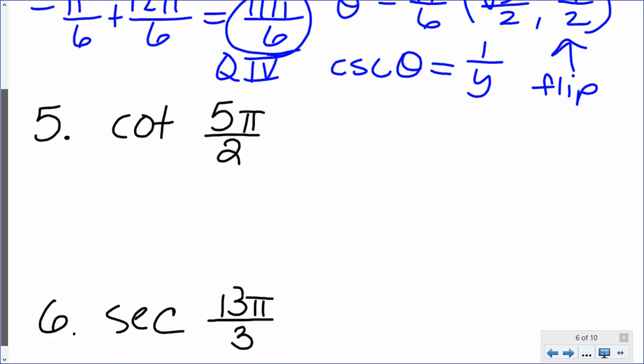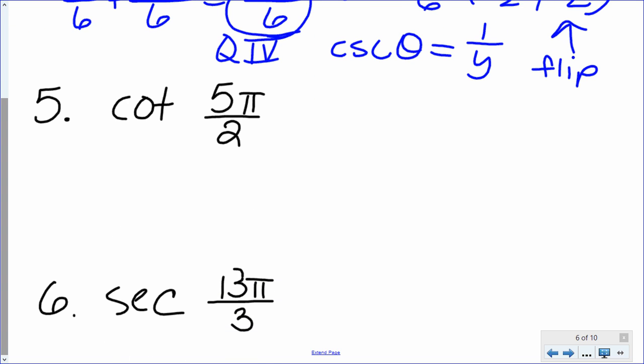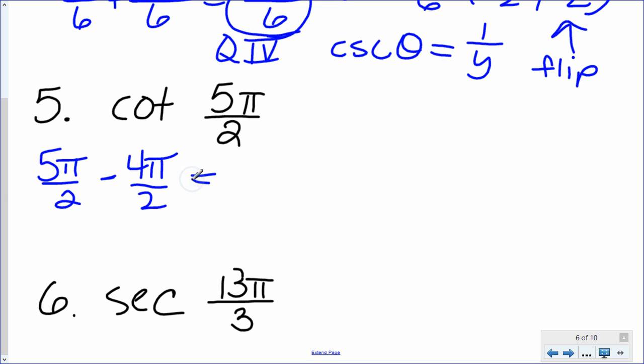Okay, moving down. All right, 5 pi over 2, that is not between 0 and 2 pi. So again, we're going to start by finding our coterminal angle. So we're going to subtract 4 pi over 2. And we're going to get pi over 2. Now, the reference angle is pi over 2. Okay. So again, this is 90 degrees. So if you think of that ordered pair, it's 0, 1.